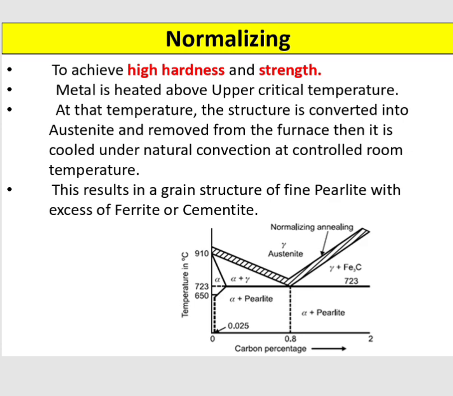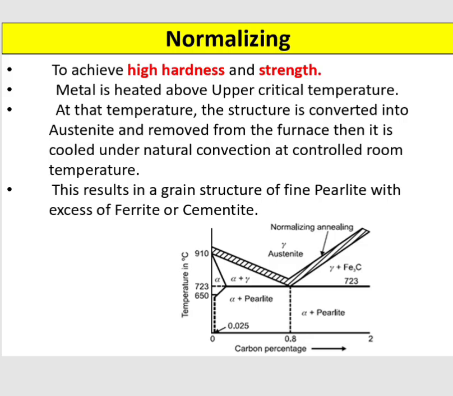Another type of heat treatment process is normalizing. Why do we go for normalizing? To achieve high hardness and strength. The metal is heated above the upper critical temperature. At this temperature, the structure is converted into austenite and removed from the furnace. Then it is cooled by natural convection at a controlled room temperature.